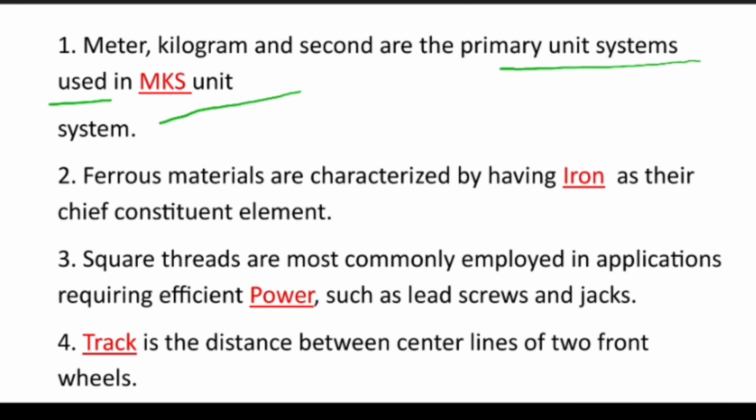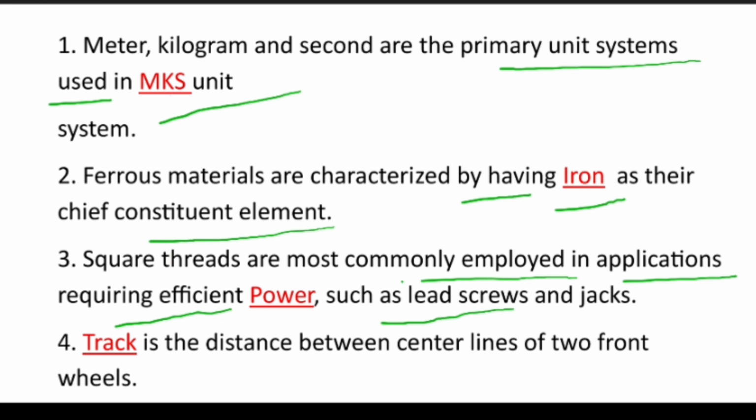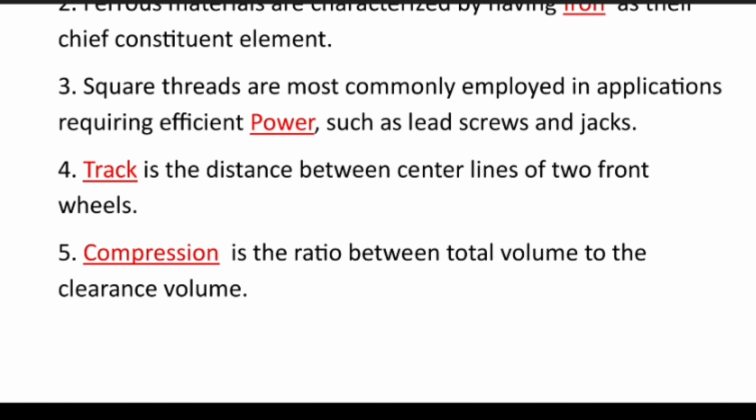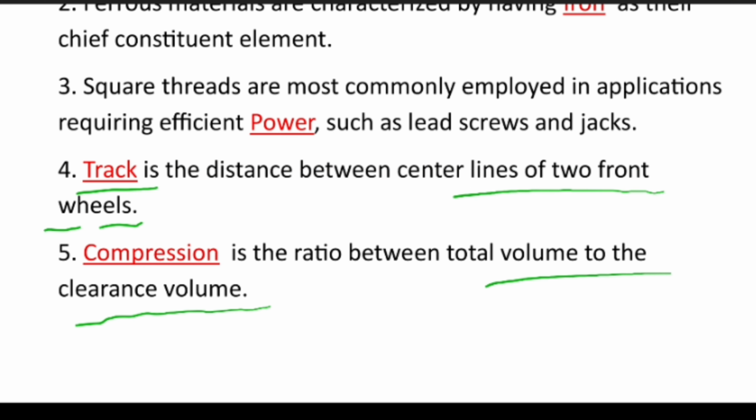Next, ferrous materials are characterized by dash as their chief constituent. That is, we call it iron; that will be the answer. Next, square threads are most commonly employed in applications requiring efficient dash, such as lead screw jack; that we call power. Next, dash is the distance between the center lines of the front wheels; that we call track. Dash is the ratio between the total volume to the clearance volume; that we call compression ratio will be the answer.